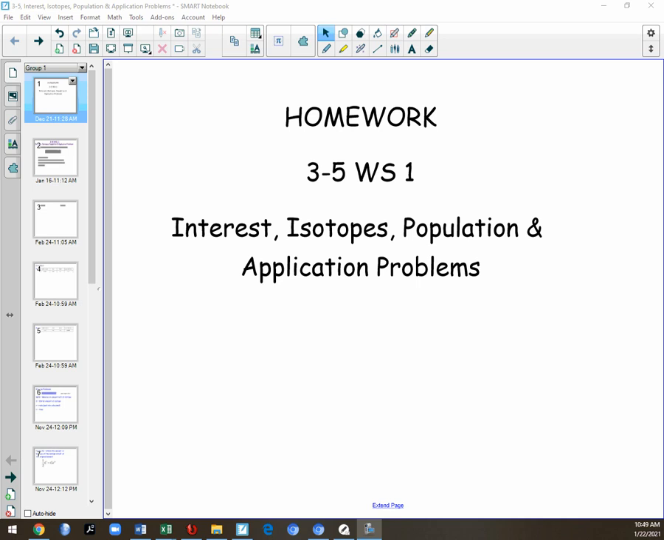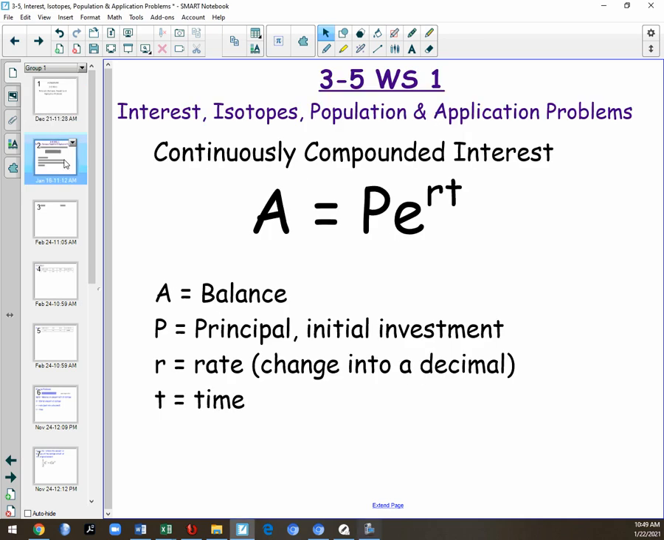Okay, today we're going to be starting your homework over 3.5 worksheet 1, which is over interest, isotopes, populations, and application problems. And the reason why I'm starting your homework with you, and I'm using a lot of those as examples for your homework, is because oftentimes it's very difficult for you guys to understand if I give multiple examples and make you do homework all by yourself.